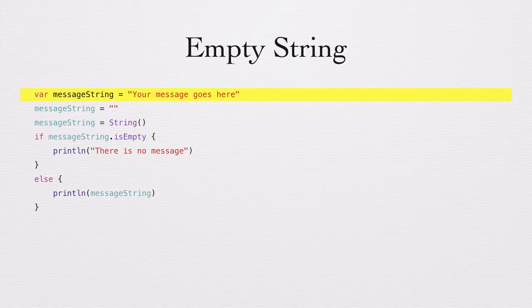In this example, we first construct a message string variable. We make its contents empty by assigning an empty string literal to it. Another way of making a string empty is by using the string initializer syntax as shown here. You test if the string is empty by calling the isEmpty method of the string class.